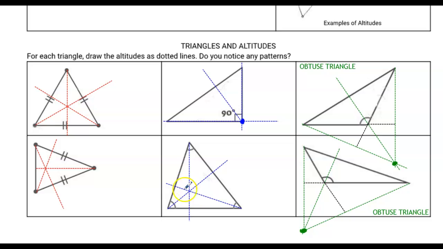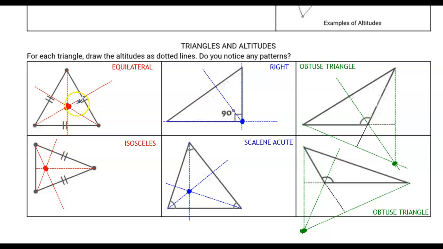Here we have a scalene acute triangle, and all of these altitudes are drawn inside the triangle and they intersect inside the triangle. Moving on to these special triangles, this is an equilateral triangle. Notice that the three altitudes intersect directly in the center of that equilateral triangle. And then last but not least, in this isosceles triangle, you can see that the altitudes also intersect all at the same point, and they're inside the triangle.